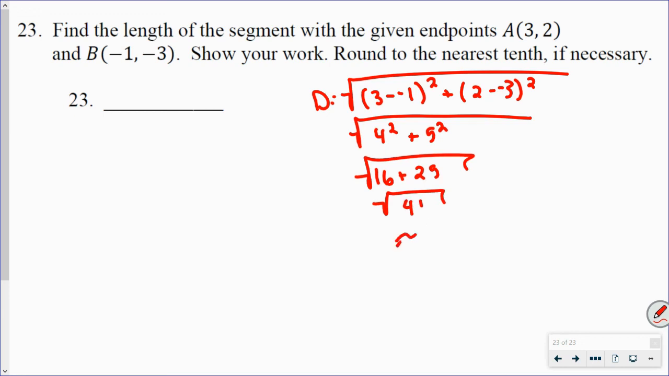And the square root of 41 is about, using your calculator there, round to the nearest tenth, it's about 6.4. And the squiggly equal sign means that you rounded or you approximated that answer.